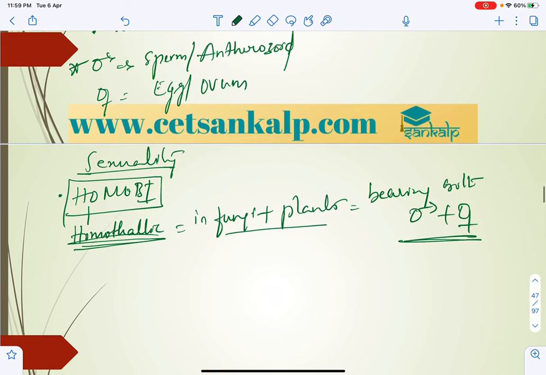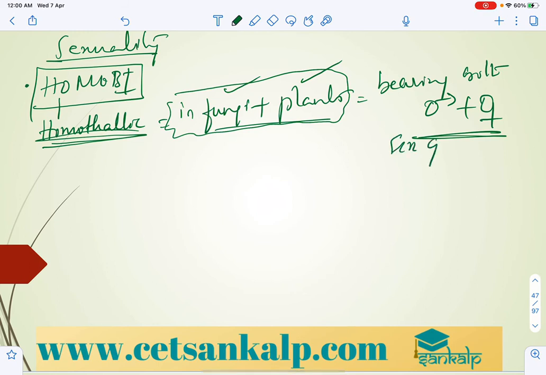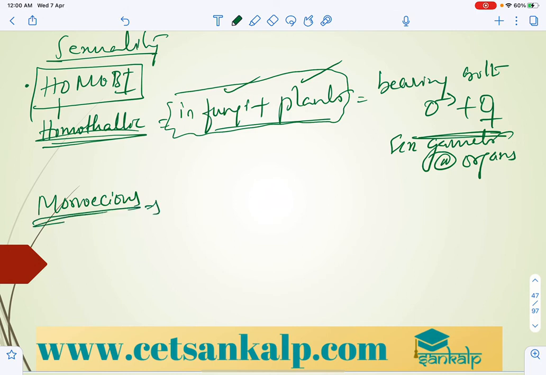Homothallic represents the bisexuality in fungi and lower plants, bearing both male and female gametes, or you can say sex organs. And monoecious is generally used to represent this in fungi and higher plants. So in higher plants we use the term monoecious.